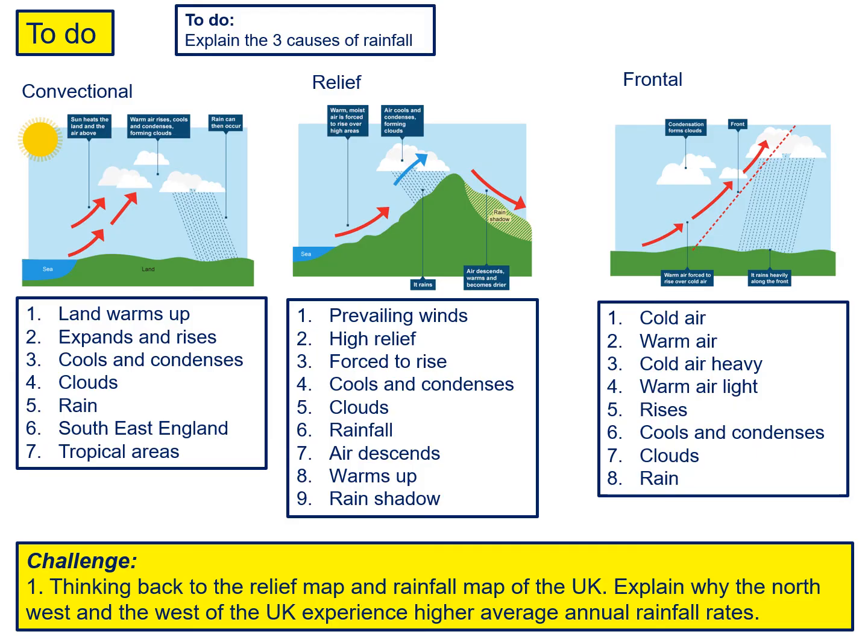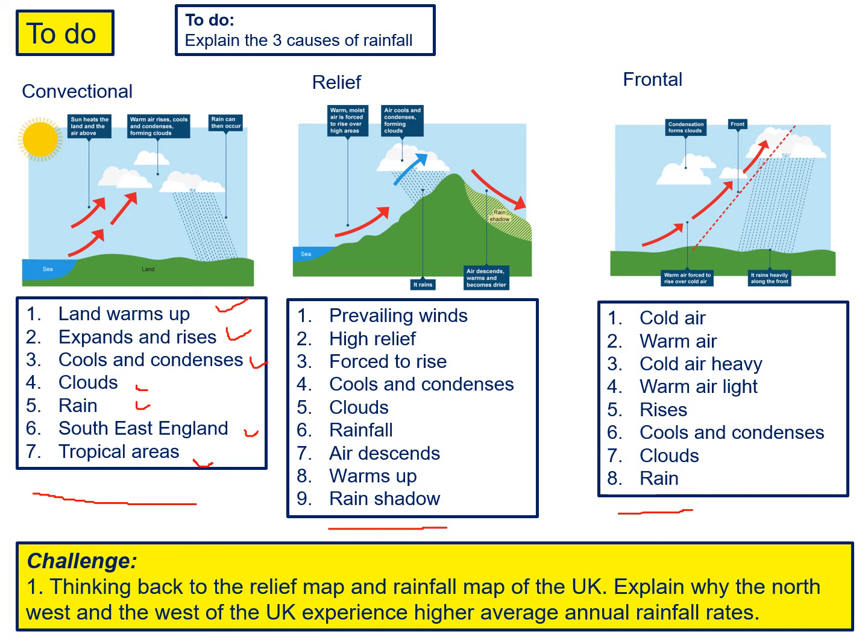Right, here is your extended writing task. I want you to explain the 3 causes of rainfall. As you can see, for each one you've got 7, 8, and 9 points to include in your writing. All right, so you have to use these points in your writing. Okay, and you have to use them in that order. You can look at the diagrams that you've drawn or the ones on here to help. Then I really want you to think about the challenge and give that a go.